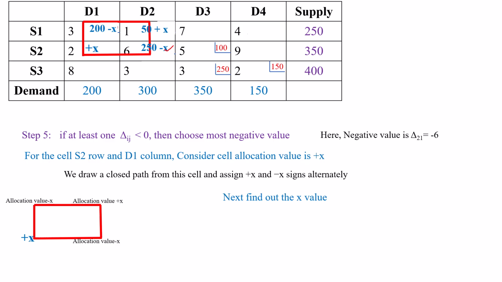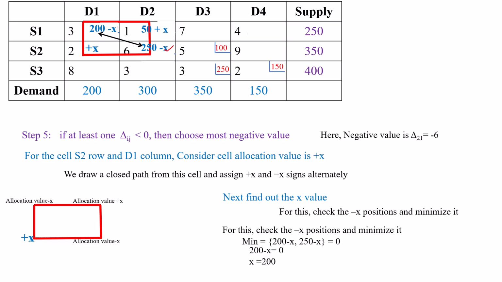Next we have to determine the x value. For this we have to observe the allocation minus 6 positions and minimize. Here the minus 6 positions are 200 minus x and 250 minus x. Among these two values I have to minimize. So minimization of 200 minus x, 250 minus x equal to 0. Among these two, the minimum value is 200 minus x. So 200 minus x equal to 0, then x equal to 200.